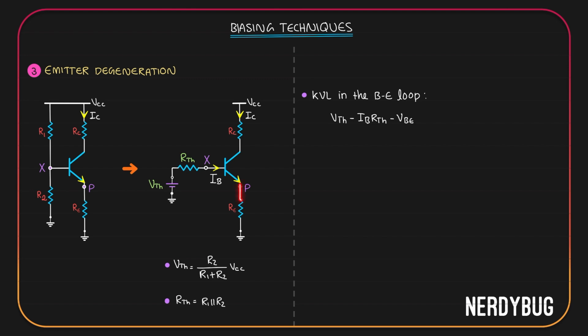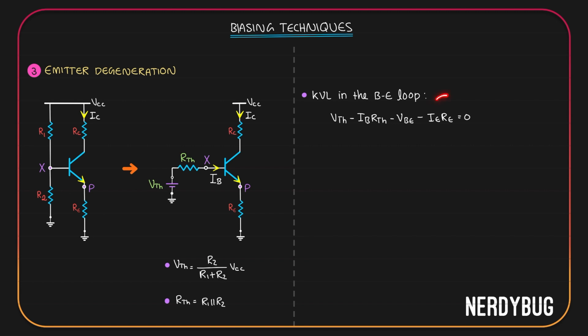Further as I go on, I can see RE. Current flowing through RE is the emitter current IE. IE flows in this direction. We know current only flows from positive potential to the negative potential. So RE must have positive potential here and negative potential here, which is again opposite to VTH. So I will write minus IERE. According to KVL, this has to be equal to 0.